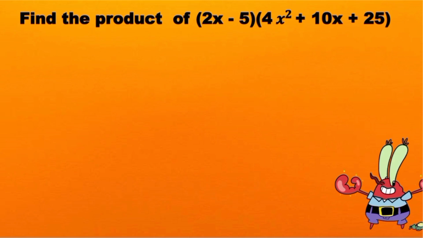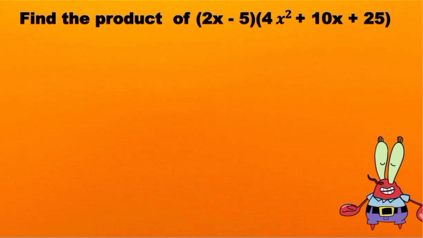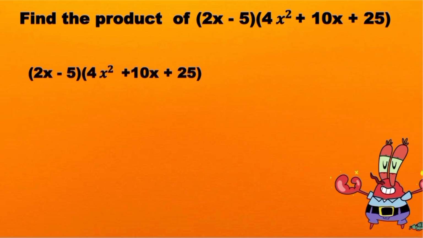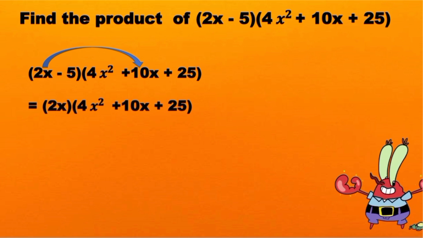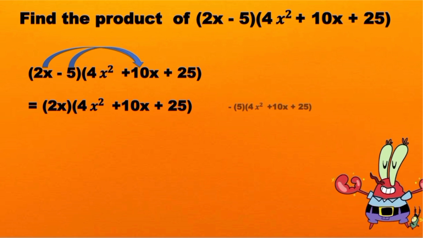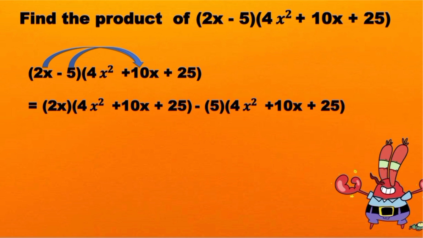Now let's find the product of 2x minus 5 and 4x squared plus 10x plus 25. Now here is our given. Let's multiply 2x by 4x squared plus 10x plus 25. Then let's multiply negative 5 by 4x squared plus 10x plus 25. Now let's multiply all the factors.